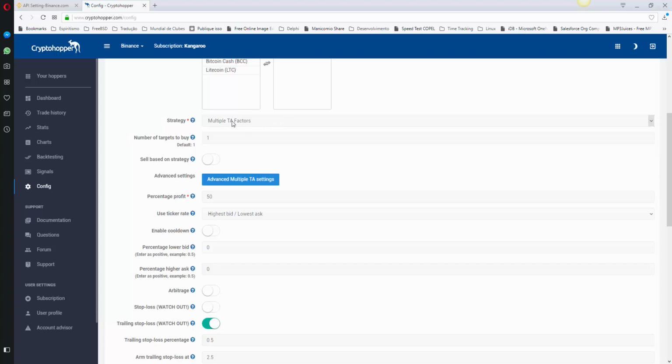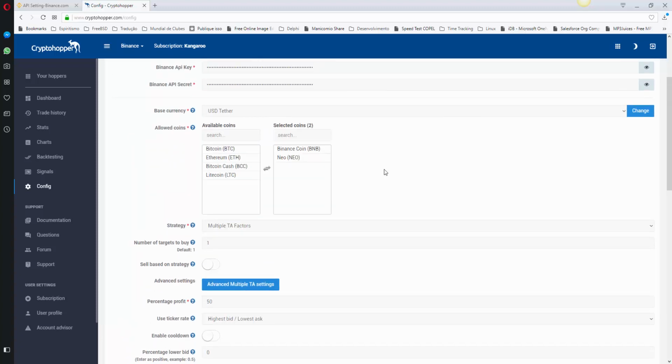What is multiple TA factors? TA comes from technical analysis. Technical analysis, as I told in the beginning, is a very complex subject. It's a way to analyze the progress of the coin's price and try to predict its future. It may sound weird, but it works. It really works a lot, but it's not 100% guaranteed. But how does technical analysis work?